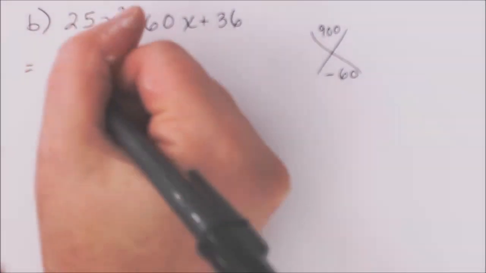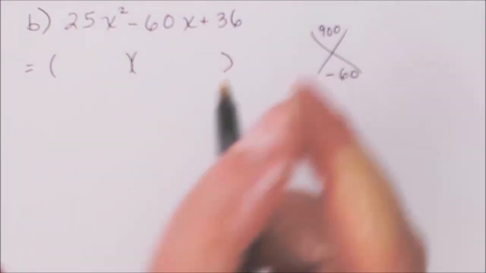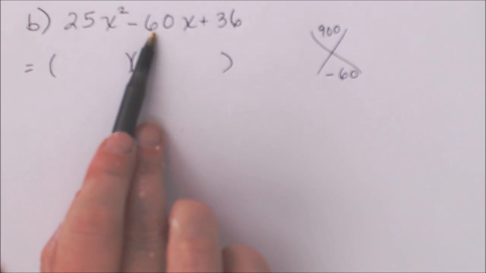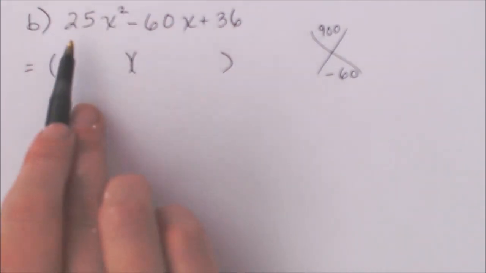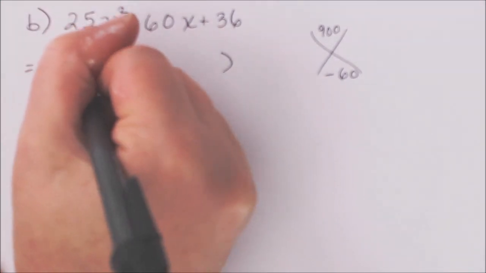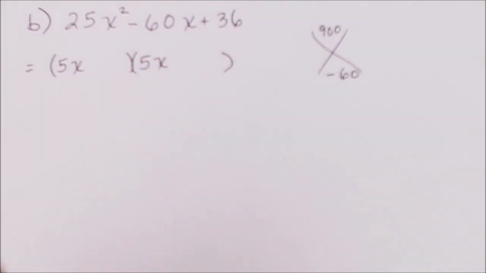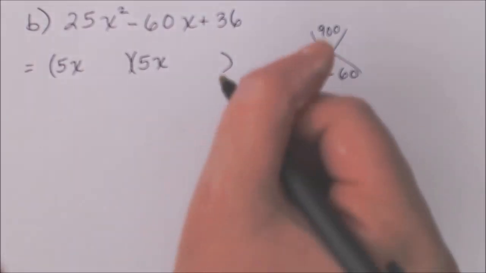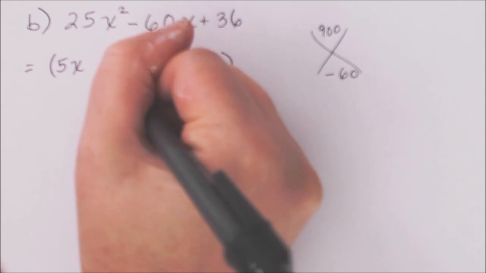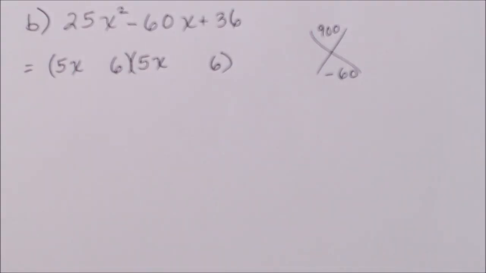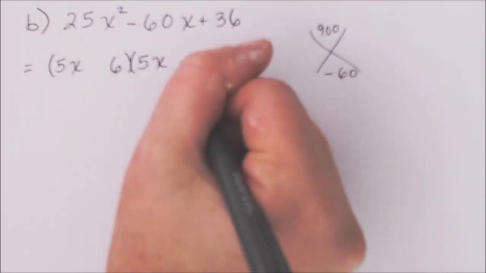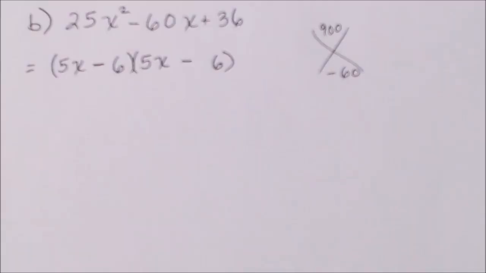So if I break it down using those perfect squares, does that give me the middle term of negative 60x? So 25x squared would have to break down into 5x and 5x. 36 would have to break down into 6 and 6. 36 is positive, but the middle term is negative, so that means these would both have to be negative.